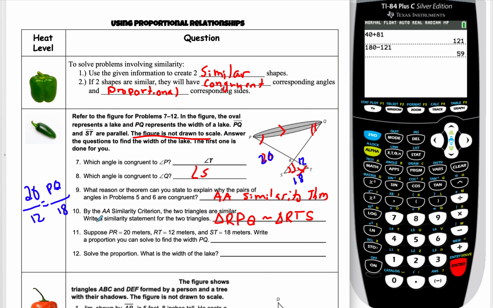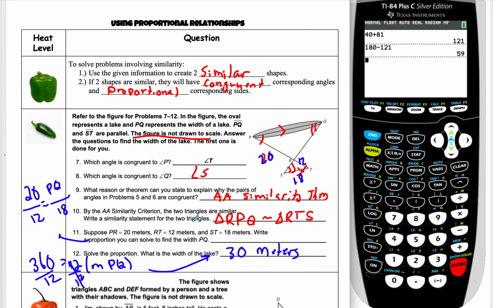Okay? So now we're going to solve it. We cross multiply. 20 times 18 is 360. 12 times, and we should really say MPQ, the measurement. I divide 360 by 12, and what I get is 30, and I want to make sure we have the right units, meters. Okay, good. And that's it, you just divide.